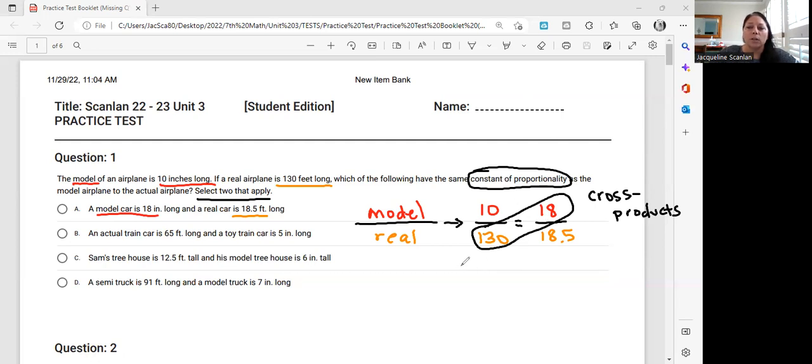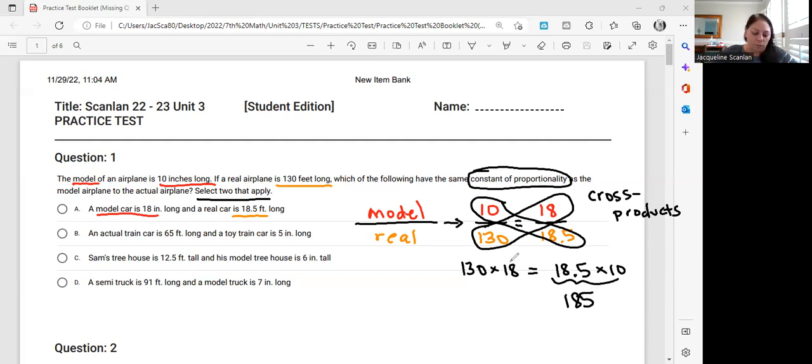Okay, so I'm going to take 130 and I'm going to multiply it by 18. And if these two fractions are equal, then when I go to do the other multiplication of the cross products of 18.5 times 10, I should get the same exact thing. These two answers should be equal to each other. All right, well, I don't need to use a calculator for the right side. I know that 18.5 times 10 is 185. I'm just moving that decimal point one place to the right.